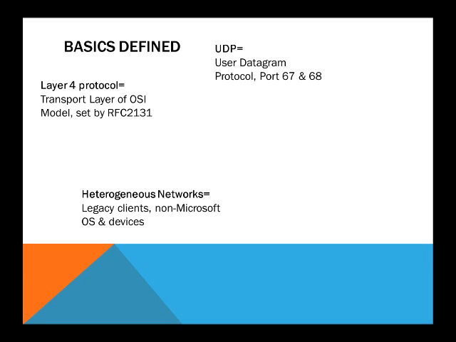DHCP can be used on heterogeneous networks, which is networks that don't run Microsoft operating systems or their devices, or legacy Microsoft clients that use older versions. All of these do support DHCP. It manages the TCP/IP network, which is Transmission Control Protocol / Internet Protocol.